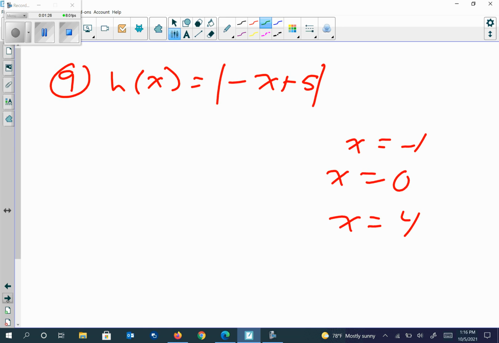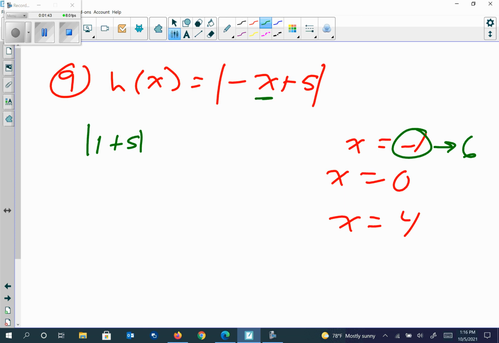Number 9, it is an absolute value. Let's plug these in. So I'm going to get the absolute value of 1 plus 5. The reason it's 1 is I plug the negative 1 in, and negative negative is going to be positive, so that's going to be absolute value of 6. So the answer to this is just 6.